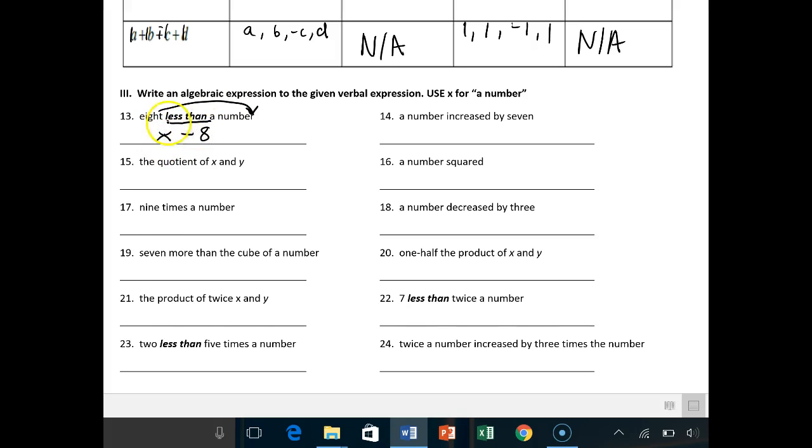Why is it not 8 minus x? Because of that key phrasing, less than. 15, the quotient means division, of x and y. So we can say x divided by y, or we could say x over y.